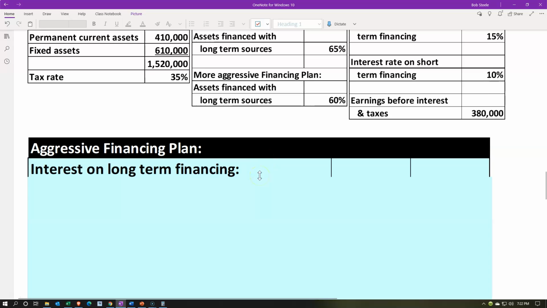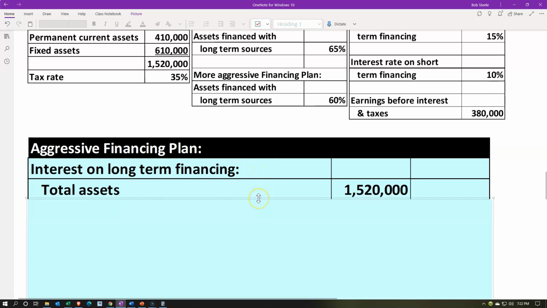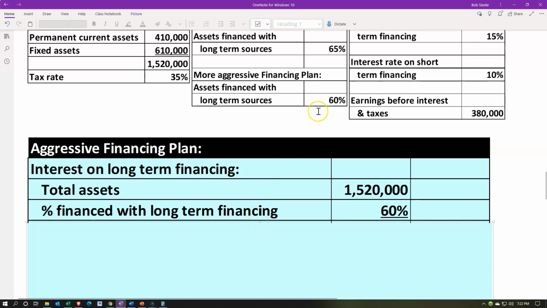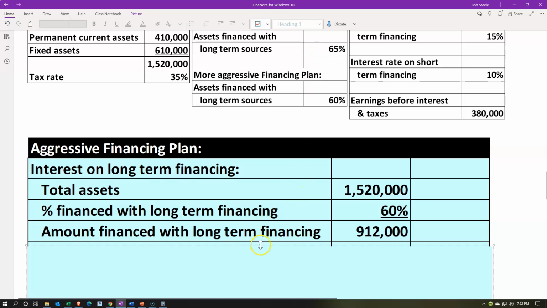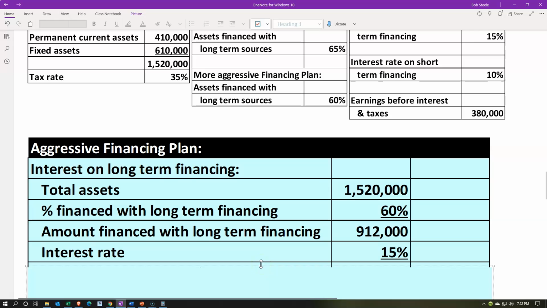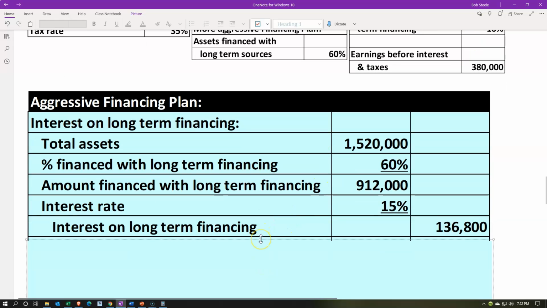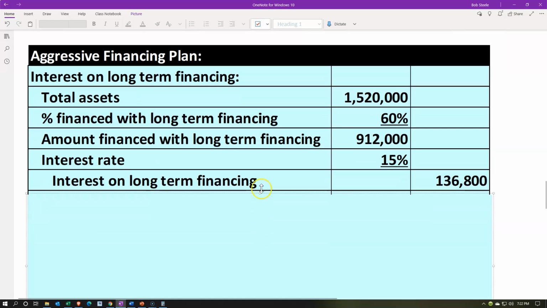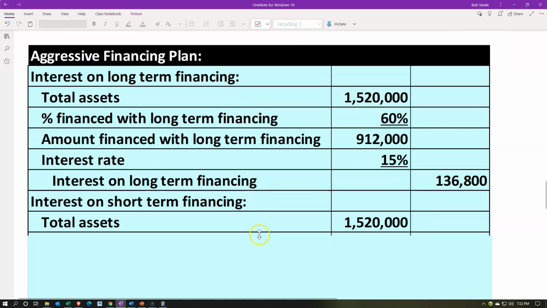So if I then say, all right, the interest on the long-term financing once again is that $1,520,000 times 60% now instead of the 65% we had last time. That's going to give us the 912. We then multiply times the 15%, the long-term financing rate. That will then give us the 136,800.